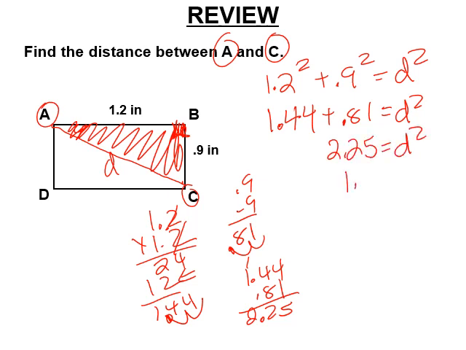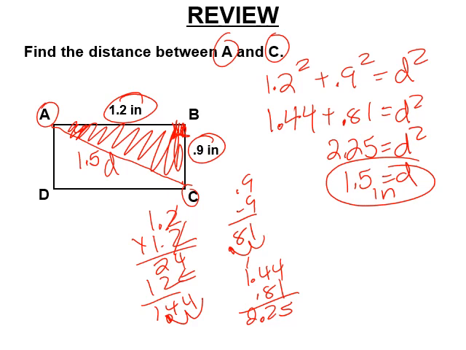So it's 1.5, or negative 1.5 inches, but I'm just going to mentally throw away the negative one. And it's inches. Again, you won't have to write the inches on the test. And you better get a number that's a little bit bigger than both of those. You're not going to get 15 if that's 1.2 and that's 0.9.